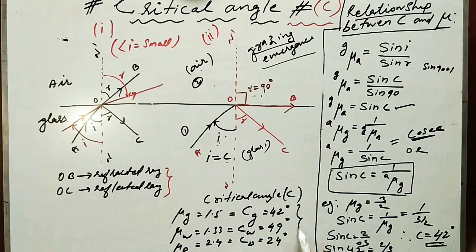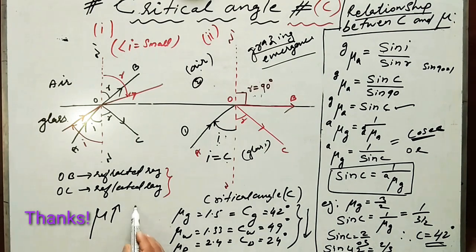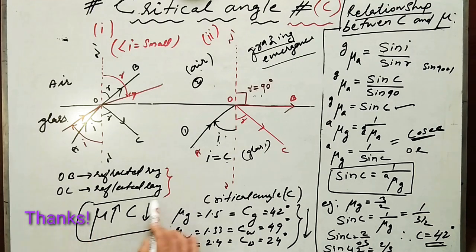So what do you observe here? As the refractive index increases, the critical angle goes on decreasing. So as the refractive index increases, the critical angle decreases. Very important conclusion. These are some of the experimentally calculated values.